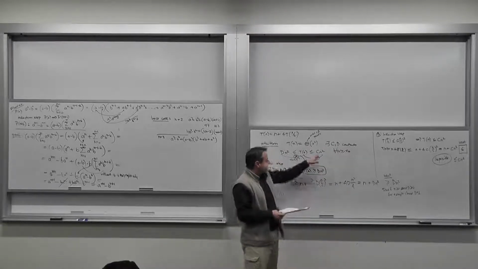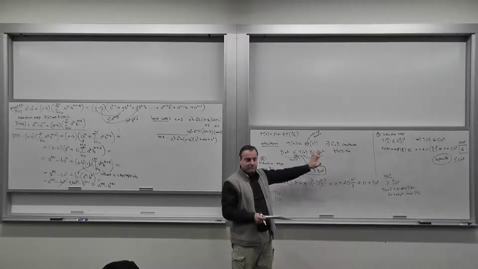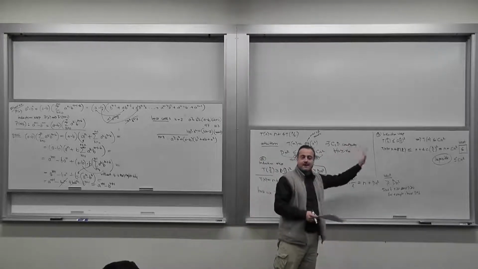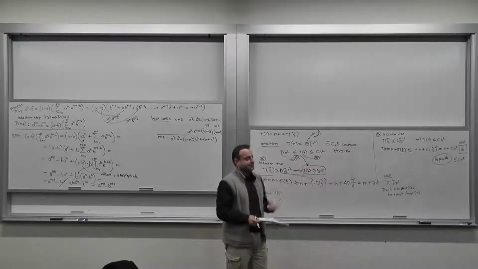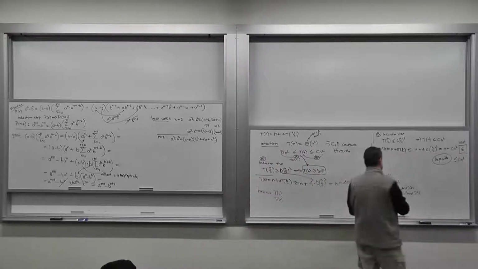I still believe this is n squared. So there is a constant C that does the trick here. But I can't judge that way. I can't reason that way. So we need a trick.